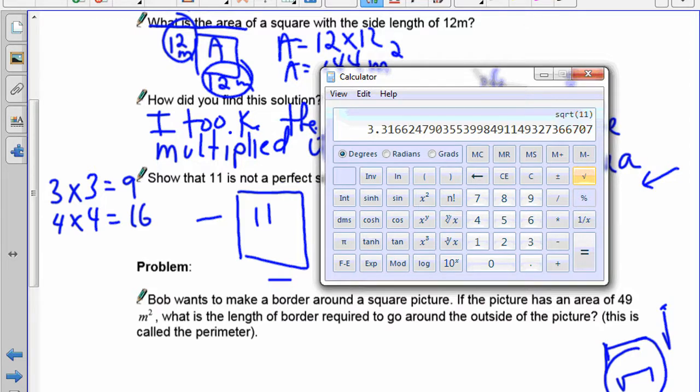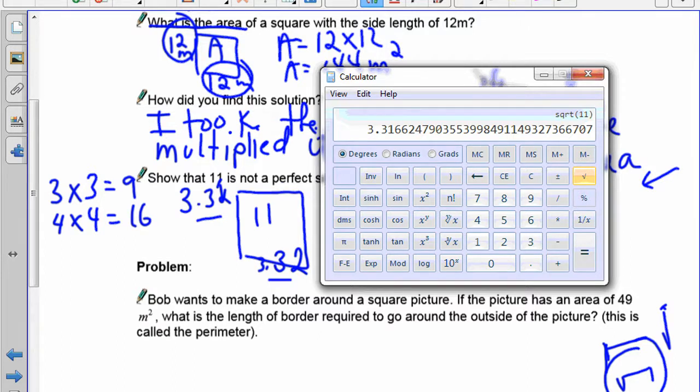So how am I going to use this to show that 11 is not a perfect square? Well, in order to be a perfect square, this number here, this 3.3166, should be a whole number, and it's not. So all you've got to do is put 3.31 here, and I guess I should round it correctly, to 3.32. That's telling me that this is roughly 3.32. It's not a whole number, so therefore, it's not a perfect square.